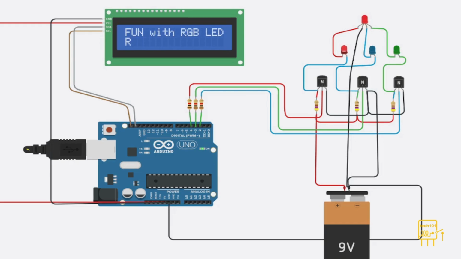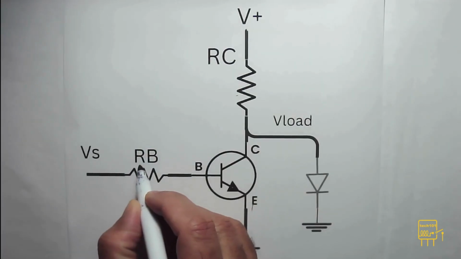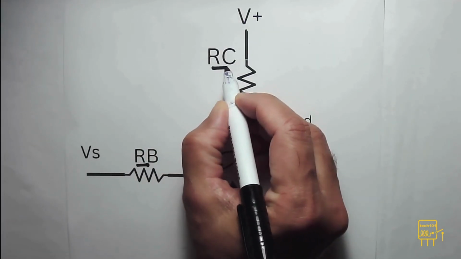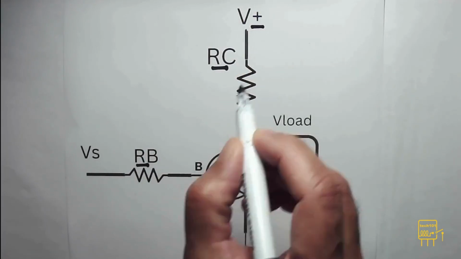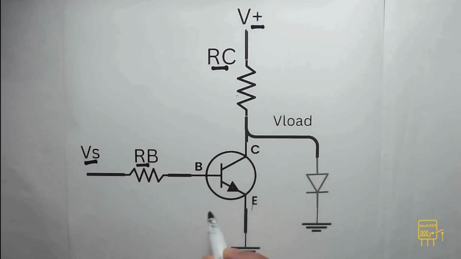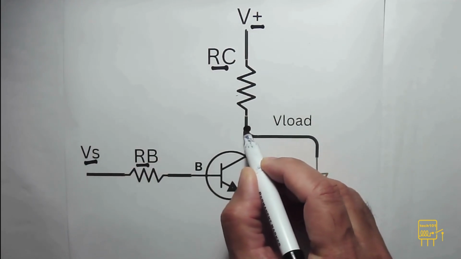We shall use Tinkercad simulation tool to demonstrate this fun and easy project. Consider this simple NPN transistor circuit with RB as base and RC as collector resistor. The load is a LED with anode connected to the collector, cathode to the ground.